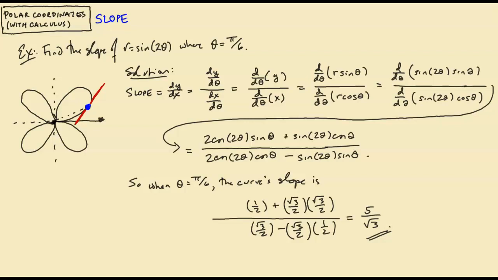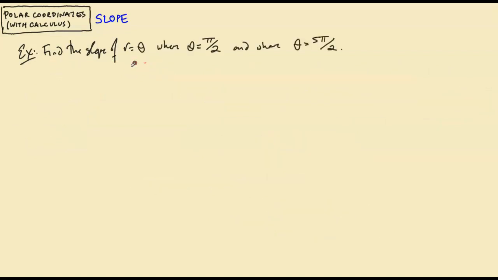Let's do one more quick example. Let's find the slope of a particularly simple equation, r equals theta, where theta equals pi over 2 and where theta equals 5 pi over 2. Now you might be tempted to say, well, isn't that solving the same problem twice? I mean, theta equals pi over 2, that's just a right angle, and theta equals 5 pi over 2, that's 5 right angles. So a full turn and then another right angle. It takes you to the same place. Shouldn't it be the same then?